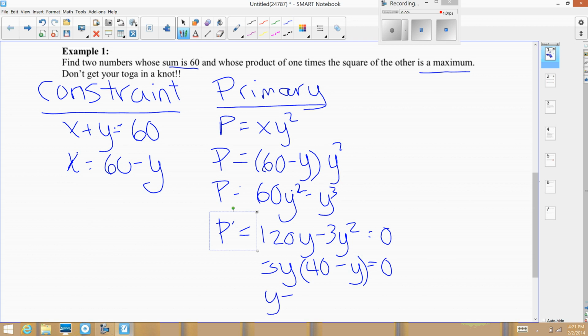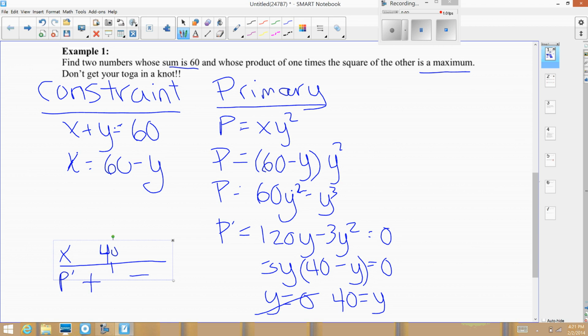So we have two possible critical values, 0 or 40. In this case, 0, if we had that as our number, that's not going to give us a product more than 0. So we can ignore that. Let's analyze 40 in our derivative function. On the right-hand side of that, it's going to be negative. On the left-hand side of that, it's going to be positive. So we are talking about some kind of relative maximum here.